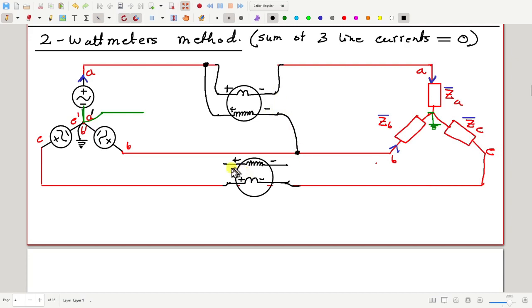Similarly, now where should this voltage coil go? It should measure the voltage of line C with respect to the unused one, line B. That's the rule. Put the current coils in any two lines, whichever you like, and the voltage coils should measure the voltage of the selected lines with respect to the unselected line. Is the rule clear?